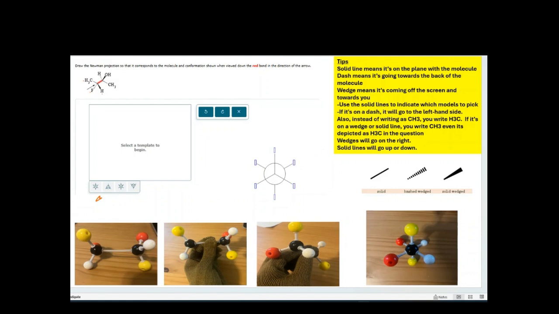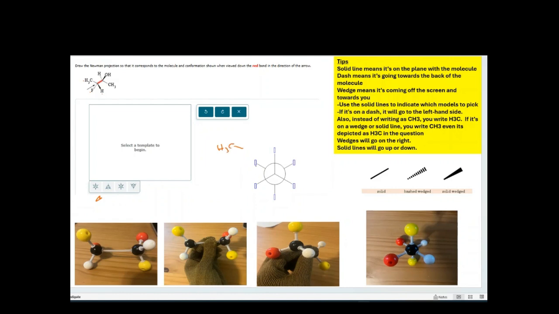Also, instead of writing CH3, if it's on the left-hand side, you're going to write it as H3C, because it's on the left and the bond goes out this way. If you were to write CH3, the line here would be connected to the hydrogen instead. So if I erase this and write it the way ALEKS likes to see it on the left-hand side, you write it as H3C. That way the line is connected to the carbon.